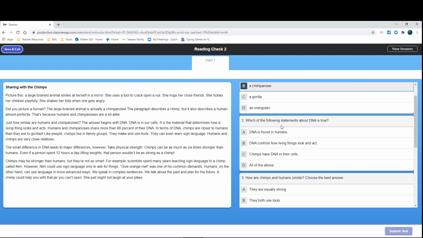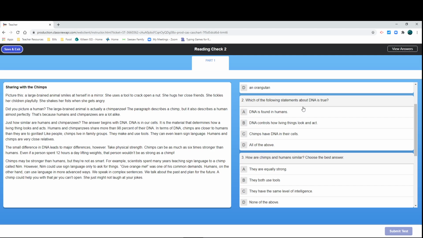All right. So number 2 says, which of the following statements about DNA is true? A, DNA is found in humans. B, DNA controls how living things look and act. C, chimps have DNA in their cells. Or D, all of the above. All right. So DNA is found in humans. Well, yeah, humans have DNA. DNA controls how living things look and act. All right. So DNA is in our cells. It is a pronoun referring to DNA, is the material that determines how a living thing looks and acts. So check mark both of those.